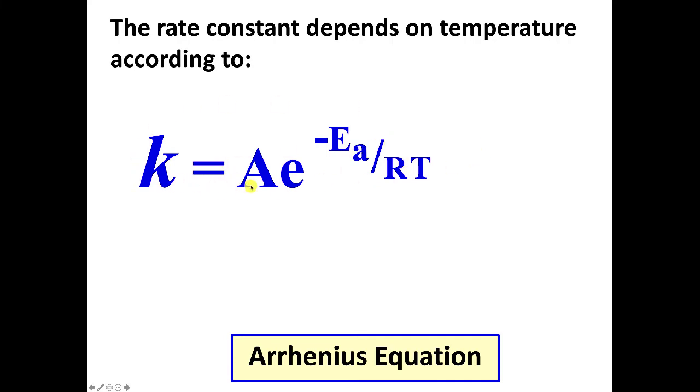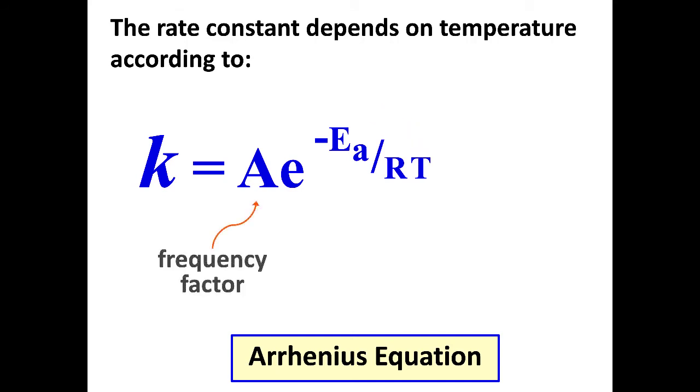K equals A times e to the negative E sub A over RT, where this e is the base of the natural logarithm, the number. The capital E sub A is the activation energy, and then this whole quantity, negative E sub A over RT, is the exponent, so that's like in parentheses.